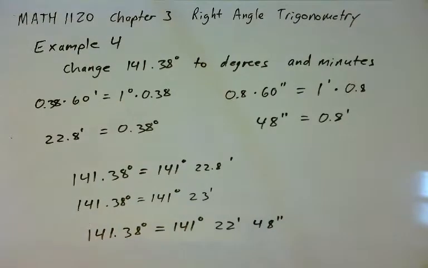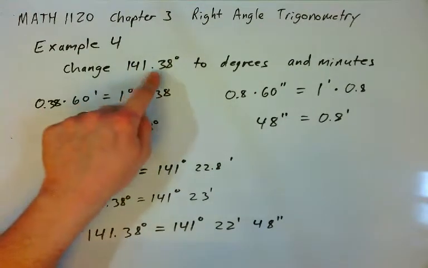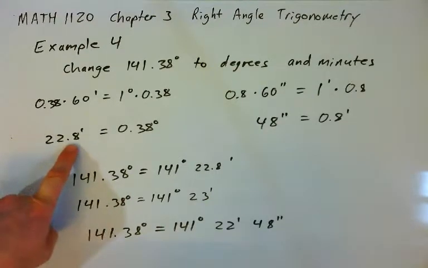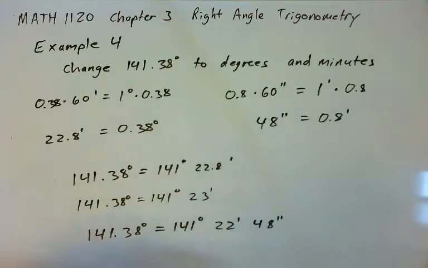Just like before, when we were converting degrees, minutes, and seconds to decimal degrees, we were dividing everything by 60. We would divide the seconds by 60, add that to the minutes, then divide the minutes by 60, and add that to the degrees. Here we're doing the exact same thing, just in the reverse order. This time we're multiplying by 60. So when we have decimal degrees, we take that decimal degree and multiply by 60, and that gives us minutes. And whatever decimal we get from that answer, we take that decimal and multiply by 60 again, and that gives us the seconds. So we had 141 degrees, of course, 22 minutes, and 48 seconds.